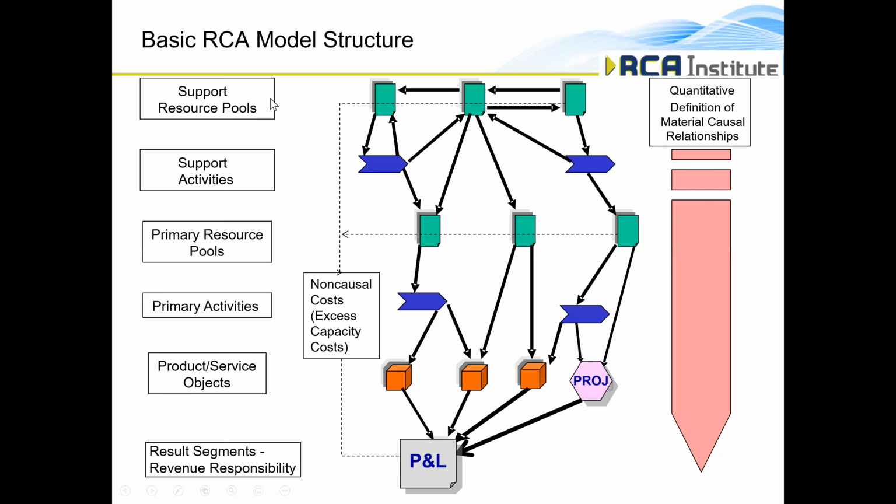So if we look at the resource pools, those are the green squares throughout this model. And you see up here we have the more support-oriented ones that support each other and support primary resource pools, and the primary resource pools are what you might think of as primary or direct, generally contribute to the sellable product or service in some more direct way.